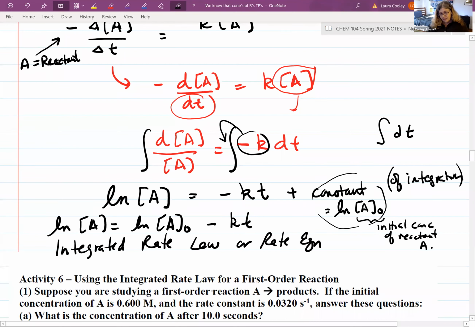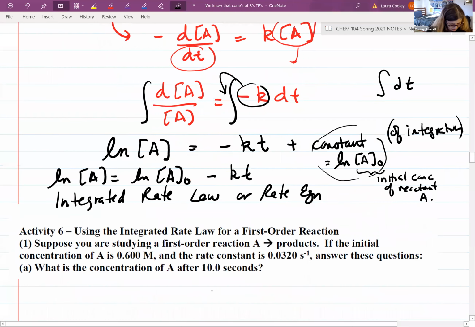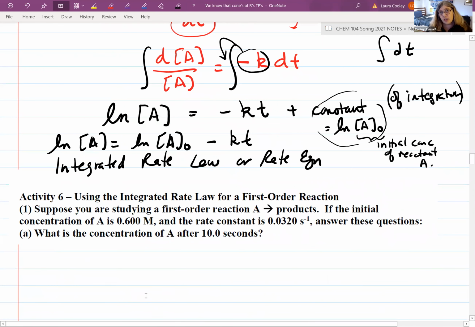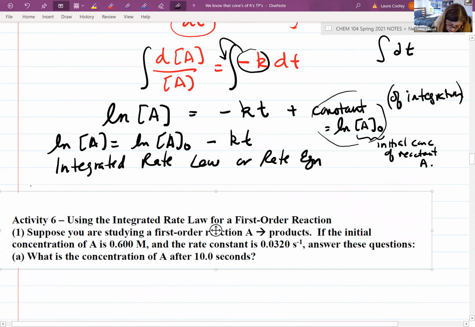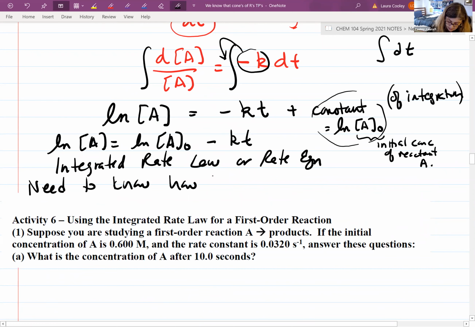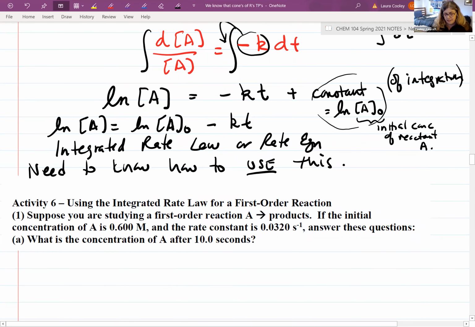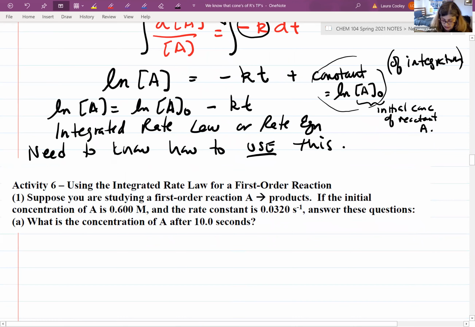All right. So that didn't take too long. I hope it wasn't that painful. But what you do have to know how to do, whether you've had calculus or not, is you need to know how to use this equation. And that's what I'm going to show you next. That's what we're going to do in this activity 6.